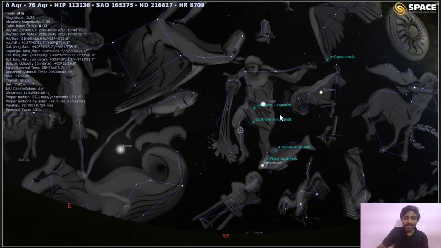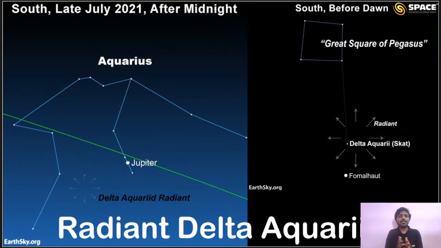Okay, so we've got the Delta Aquarids over here, and the Delta Aquarid star over here, and let's see the radiant point in comparison to all of these extra features that we have seen right now. We've got the Aquarids over here, and in this month we'll also see Jupiter in the Aquarius constellation for some time. So you can also see Jupiter right next to it.